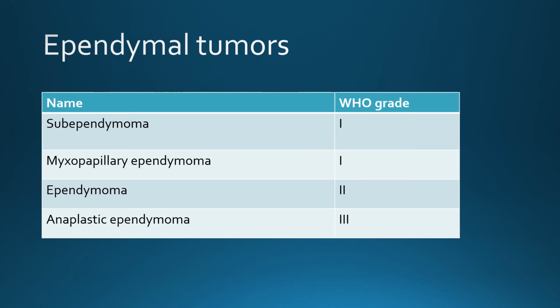Ependymal tumors, subependymoma and myxopapillary ependymoma are WHO grade 1, and then ependymoma and anaplastic ependymoma are WHO grade 2 and 3.